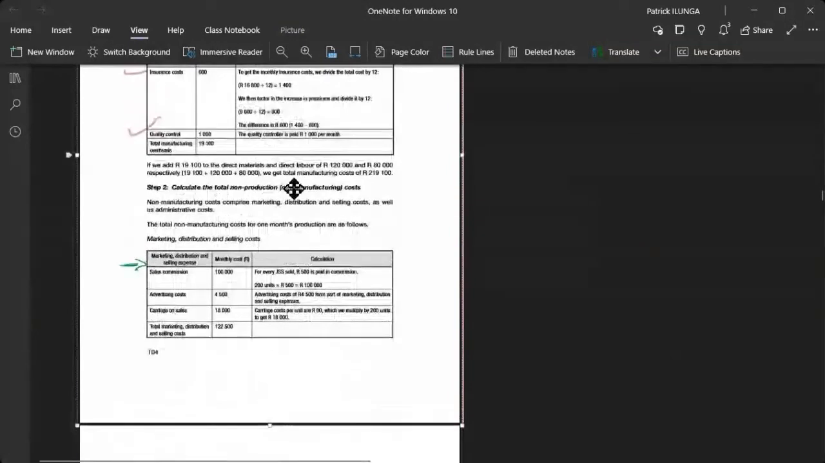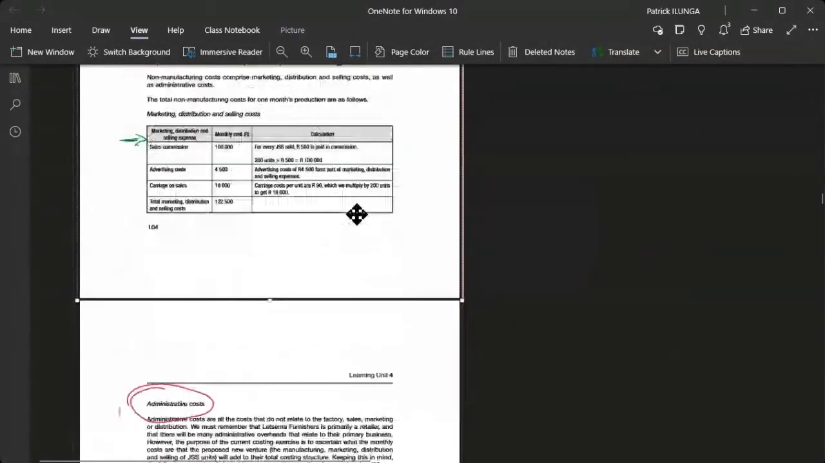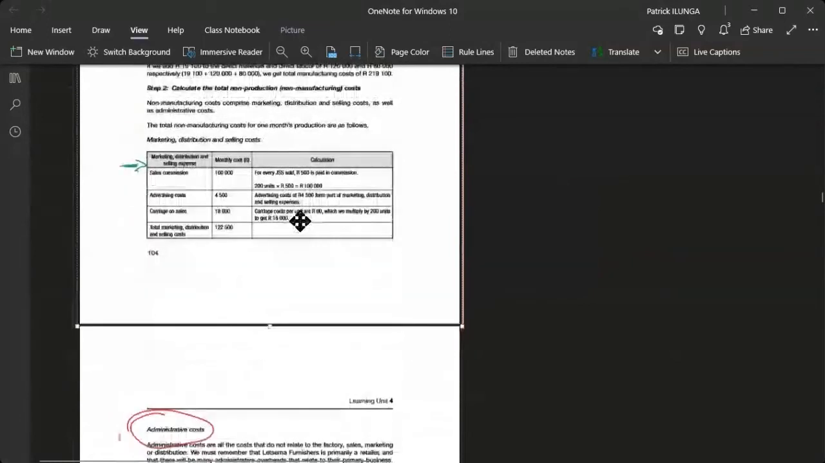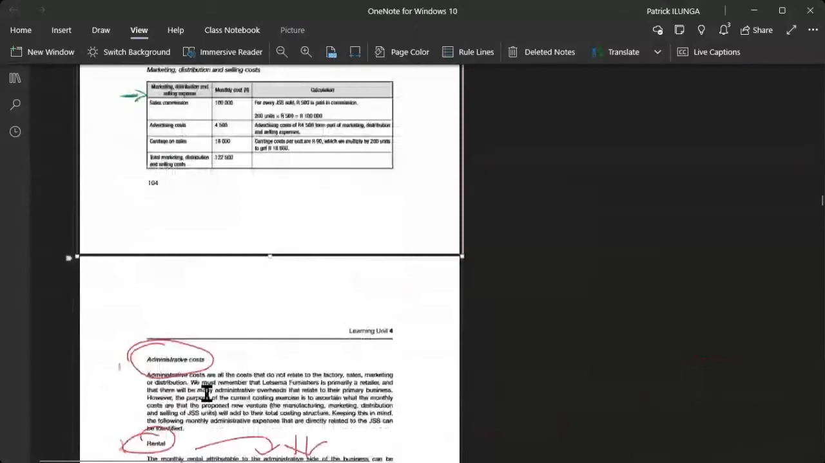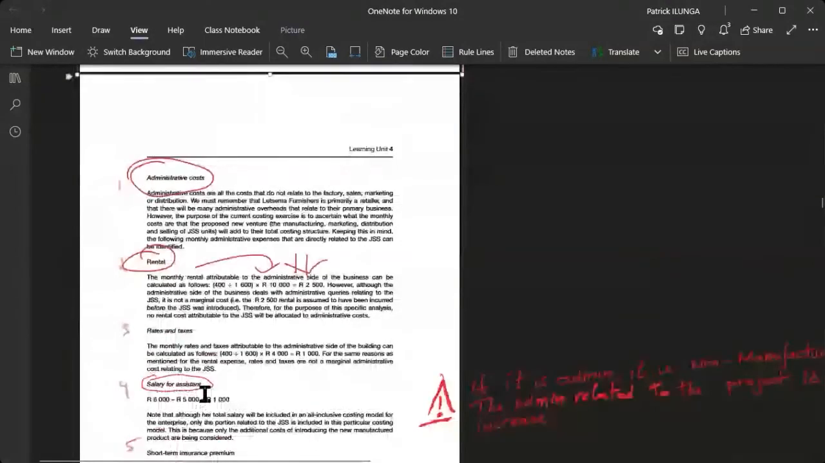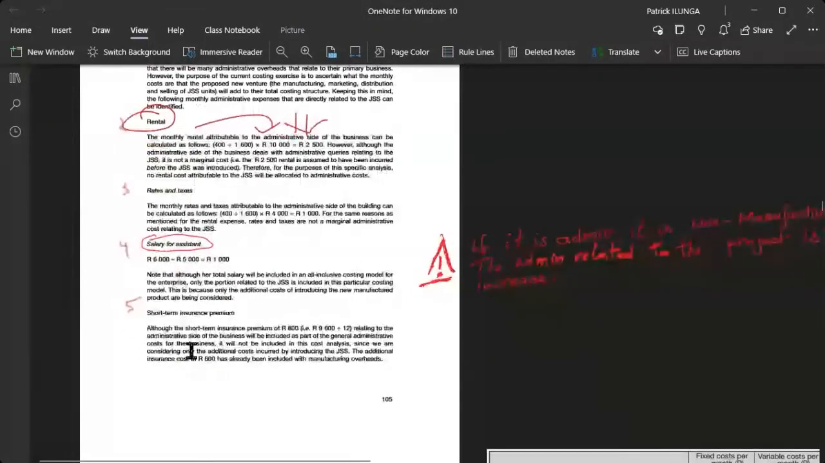Then you need to go and find what the non-manufacturing costs are. Admin, where are they? You find all the admin costs: the salary of the assistant, rates and taxes that apply to the office space or the administrative building, the rent that applies to the administrative building, the short-term insurance premium that applies to the administrative building. If they give it to you over a year, remember that the example speaks about a month. Take the yearly cost divided by 12.